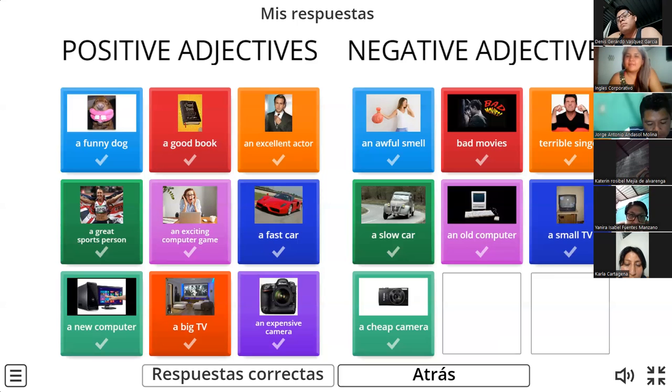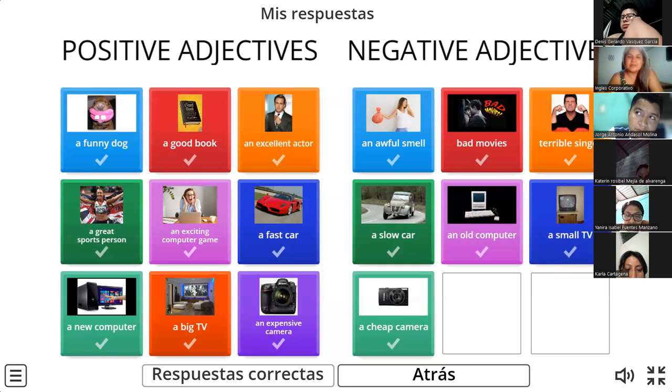Según los ejemplos, veo que a veces, por ejemplo, al inicio solo está, por ejemplo, a Big TV. Y donde habla del actor excelente, tiene an. Para objetos, se utiliza el a y el an cuando se refiere a las personas, ¿o cómo? Porque cuando está también hablando de la persona que es de los deportes, solamente tiene la A al principio.